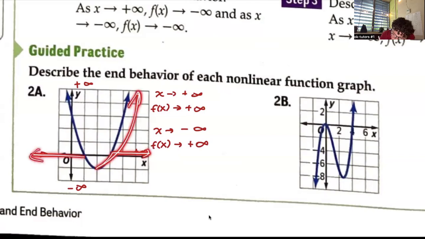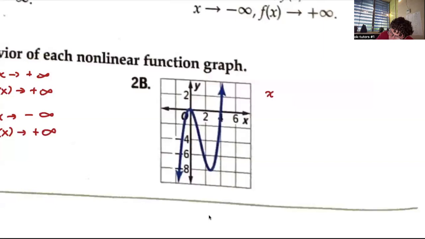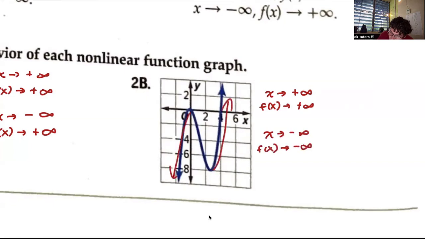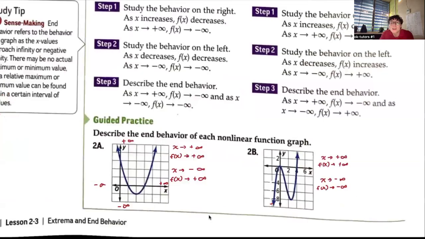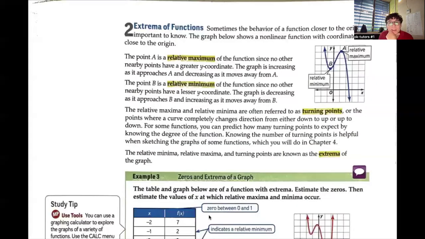And then when x is going to negative infinity, y is also going up. So for both of them, the end behavior is going to be positive infinity. For this one, when x tends to positive infinity, y, or f of x, is also going to positive infinity. And when x tends to negative infinity, f of x is also going to negative infinity. Going up, and this one's going down. That's how infinities work, and that's all you have to do. That's how you describe the end behavior.